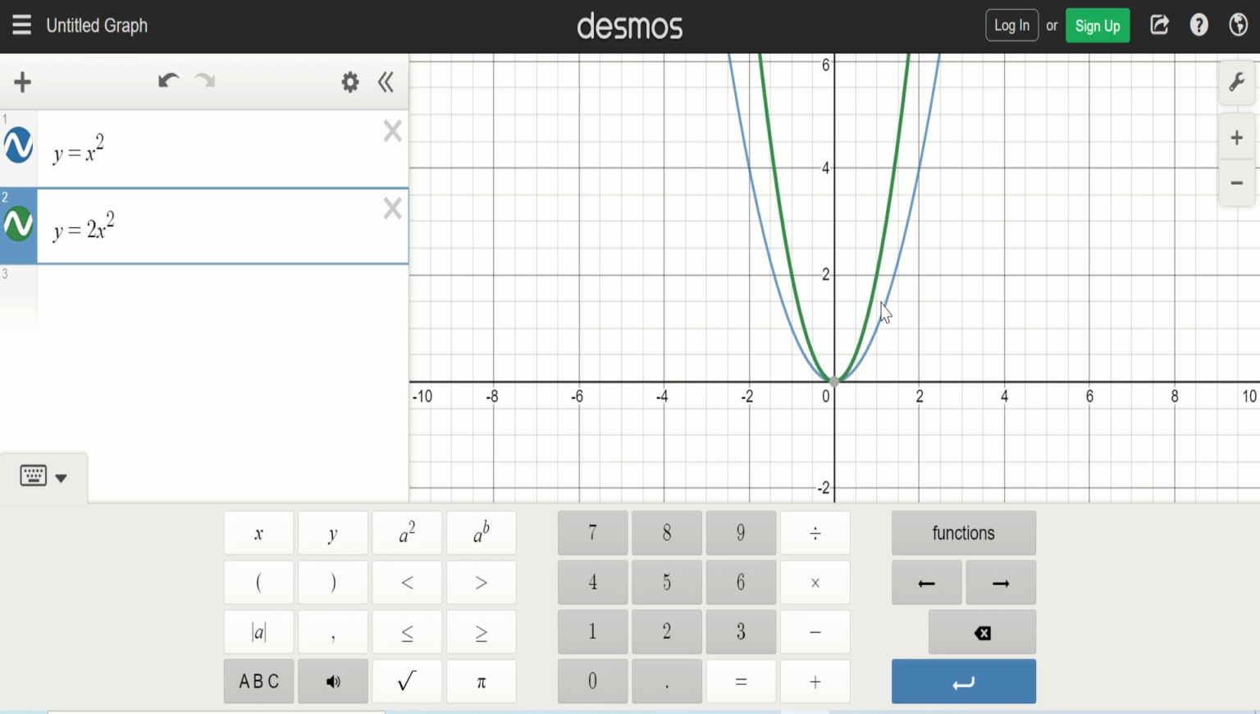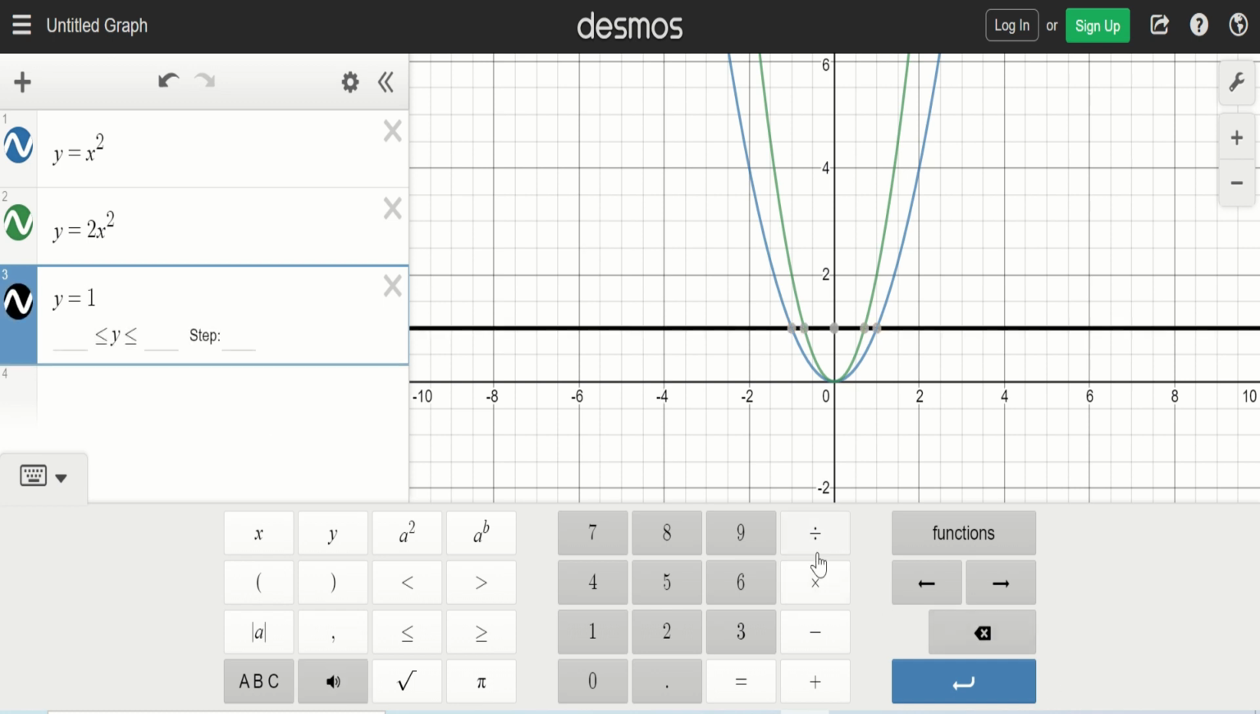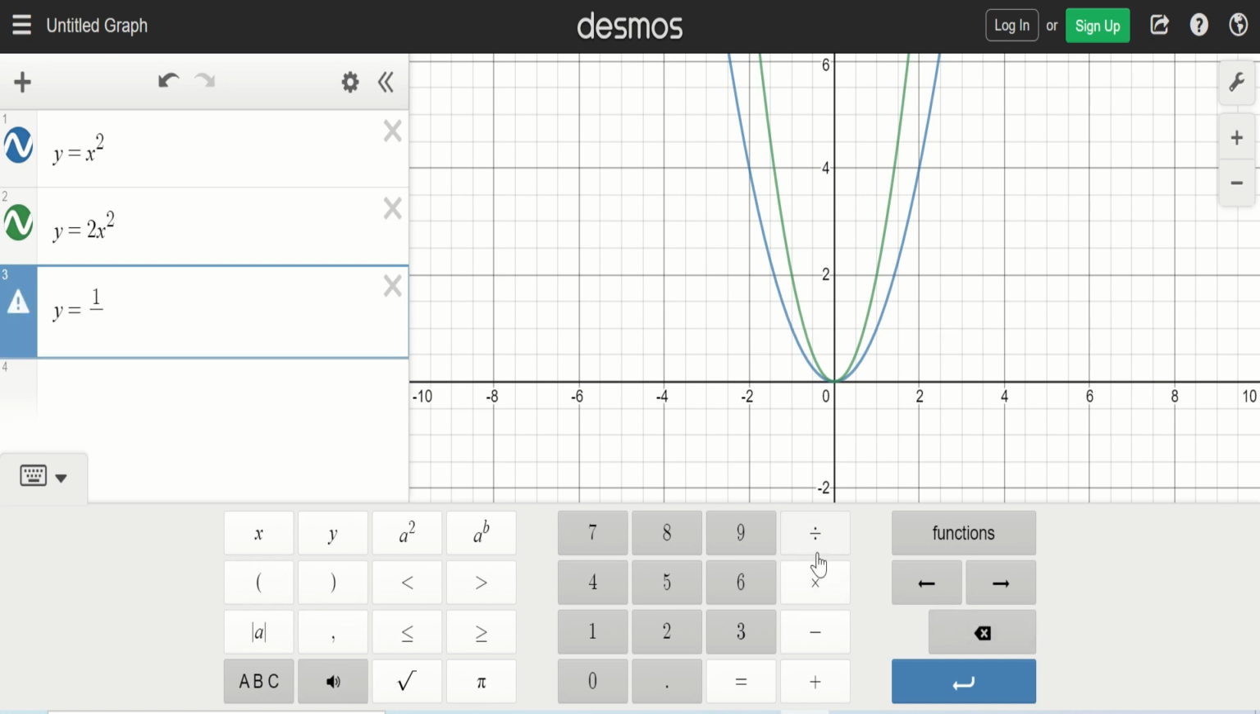If you will notice, the graph of y is equal to 2x squared becomes narrower, or closer to our y-axis. So, let us have another example. What if our a is equal to 1/4, in which our function will be y is equal to 1/4 x squared. So, that will be the graph. If you notice, our graph y is equal to 1/4 x squared becomes wider.